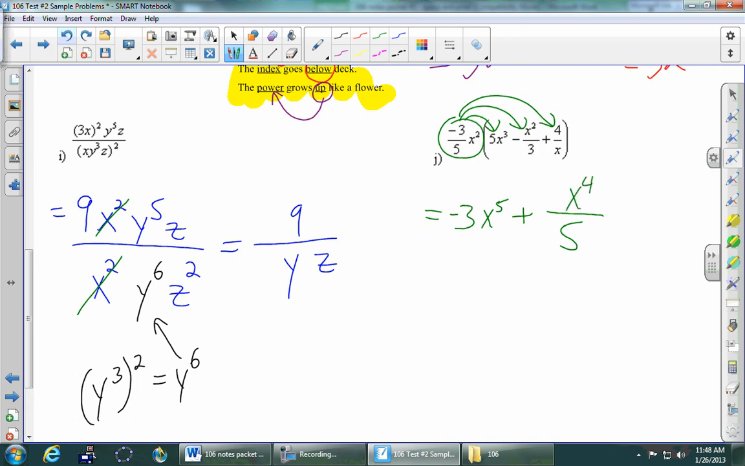Okay, and then the last one, we're now going to do this thing times the 4 over x. So when we multiply the numbers, I've got a negative 3 times a 4, that's a negative 12. 5 on the bottom, there's not really anything to match it with, so it's just negative 12 over 5.